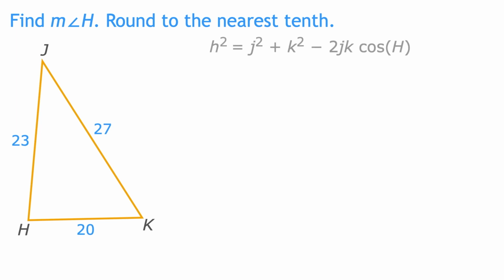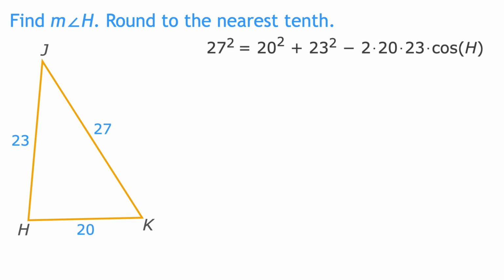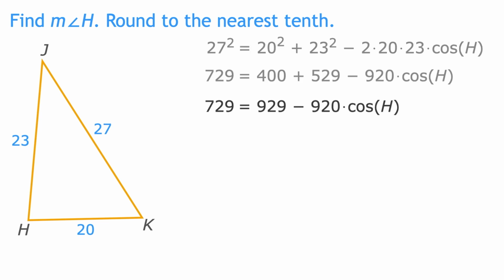So h squared equals j squared plus k squared minus 2 times j times k times the cosine of angle h. Now, let's substitute in the side lengths h, j, and k to get 27 squared equals 20 squared plus 23 squared minus 2 times 20 times 23 times the cosine of angle h. Simplifying gives us 729 equals 929 minus 920 times the cosine of angle h.